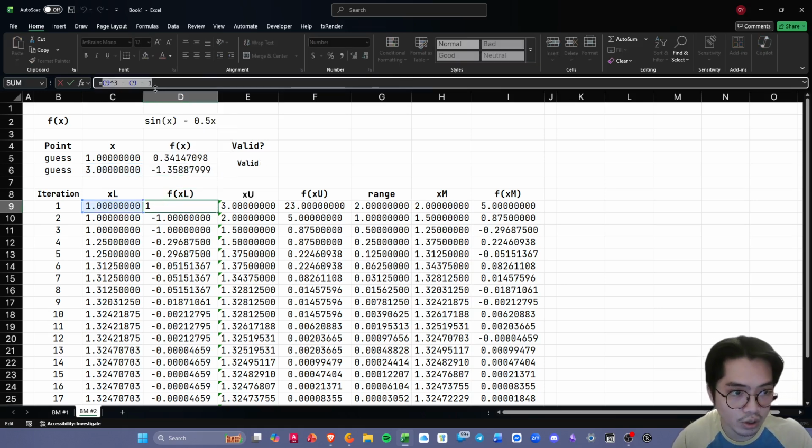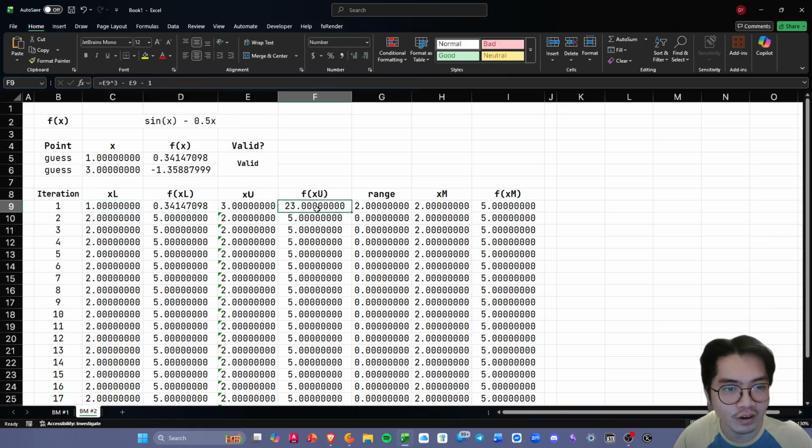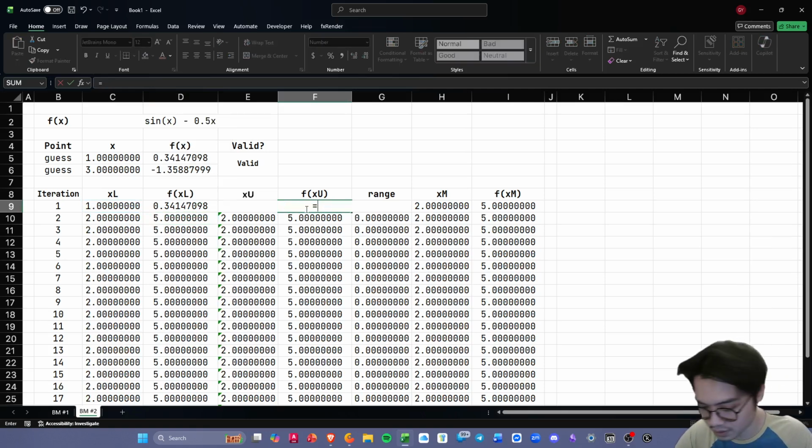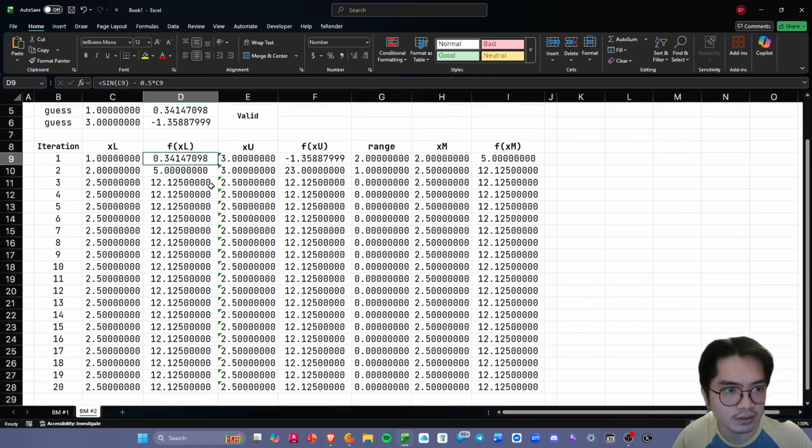So what we will do is just change these things, right? Note that in this case, this is the only thing that changes, and all of the internal logic about choosing what value to put on next is going to be unchanged, right? This is going to be sine of e9 minus 0.5 times e9. Okay, and then we just drag this down.